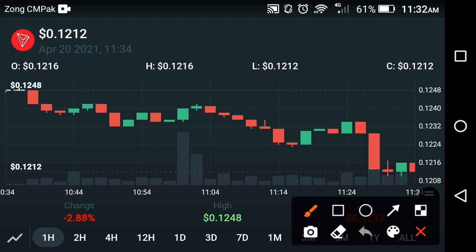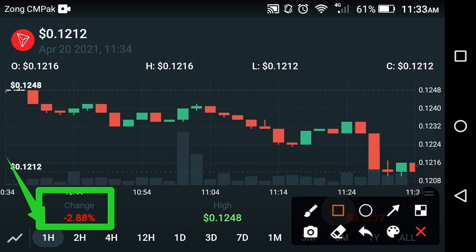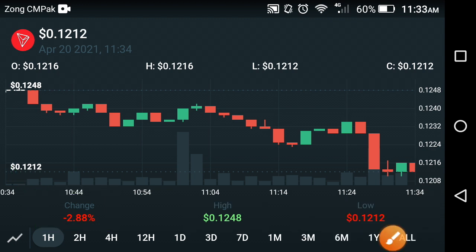As you can see here, the change that occurred in TRX in the last 1 hour is about negative 2.88%, friends. That is the last 1 hour price prediction. And if you look at the high price of TRX in the last 1 hour, the high price is about 0.1248 USD, which is the current price of TRX in the last 1 hour.